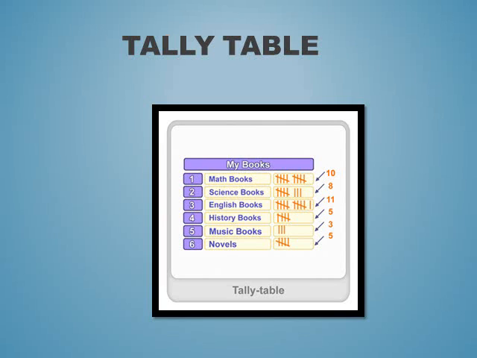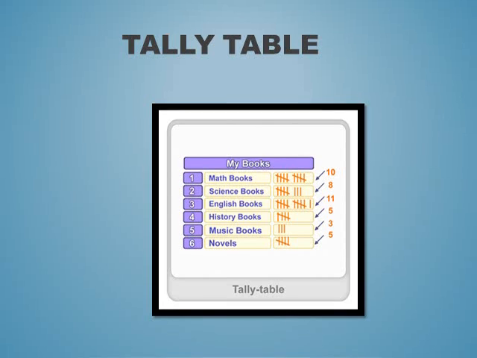You can see the tally table. In this tally table, they are talking about my books. And you have the different kinds of books, and each book has tally marks. And you see how they change the tally marks into numbers? This is one of the ways where I can record my data.